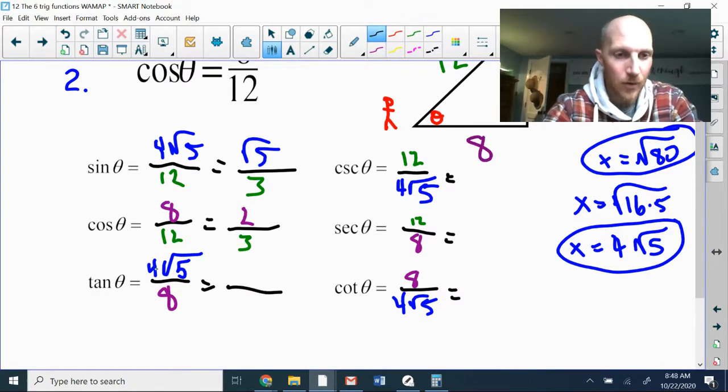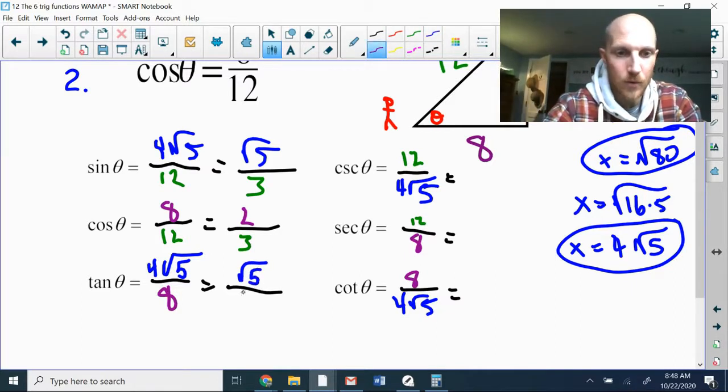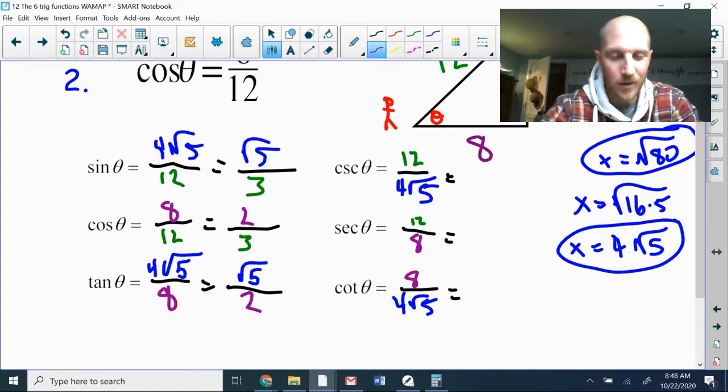And for tangent, again, the radical 5, we can't touch that right now, but 4 and 8, that reduces to 1/2. I just call this radical 5 over 2. I don't need to write the 1 part as part of the 1/2. There's an invisible 1 on the radical 5.